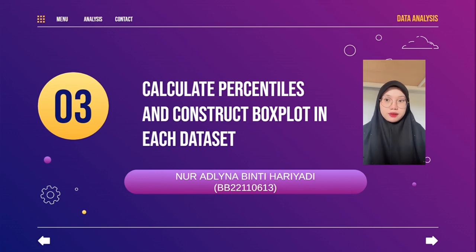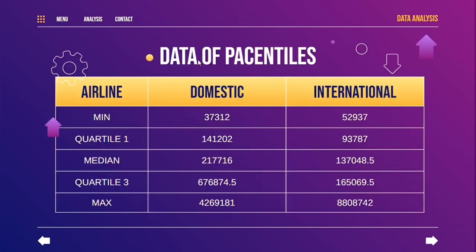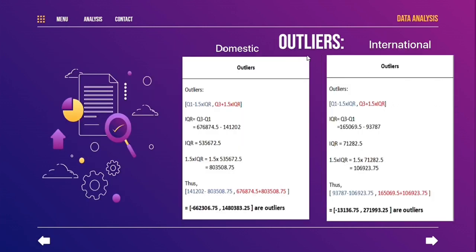So, part 3 is calculate percentile and construct box plot in each dataset. After you organize the data from the question, you can calculate the mean, quartile 1, median, quartile 3, and max. Secondly, after you find the answer for percentile data, you can start to calculate the interquartile range, and this is the formula. It's the same for the domestic and international. So this is how I calculate to find the answer for outlier.